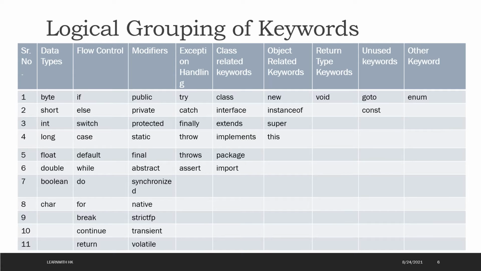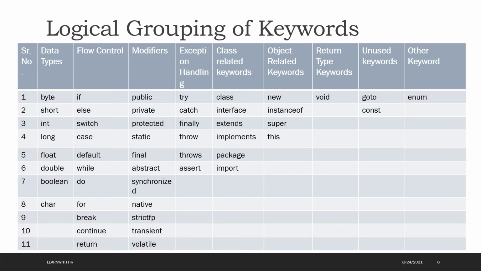Then there are 11 keywords for flow control. When we say flow control, we all know that in Java we have some loops and conditions which control the flow in the programming language. Those keywords are if, else, then switch. In the switch itself, case and default will be there. Then we have while, do while, and for loop. We also use break, continue, and return. So these are the 11 keywords used for flow control.